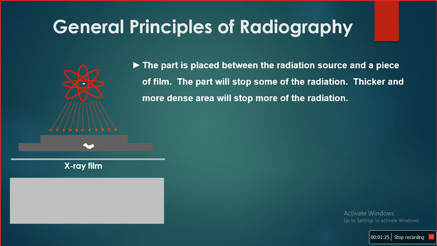According to the density and the thickness of the material, that part absorbs a certain amount of radiation and the remaining radiation gets transmitted towards the X-ray film. That X-ray film absorbs that radiation, and after developing the film we get the details of the component in the form of a shadow on the X-ray film.